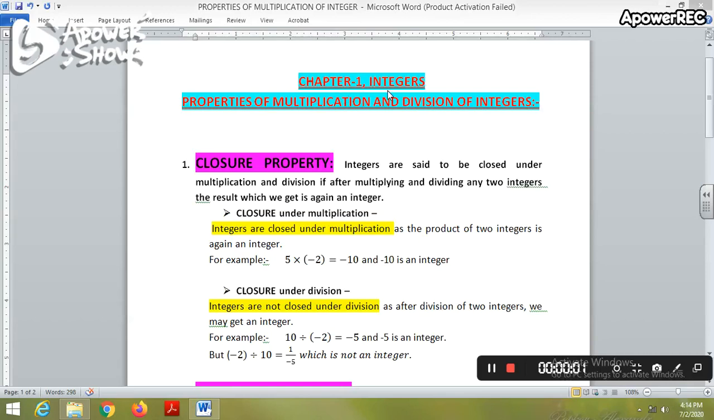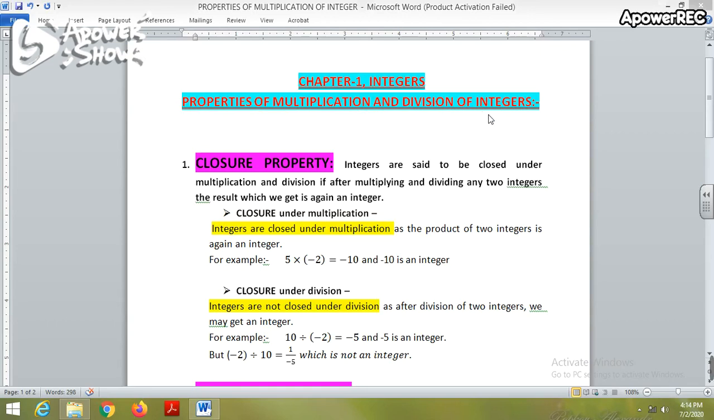Chapter 1 Integers. In this session, we are going to learn about properties of multiplication and division of integers. So the first property is closure property.